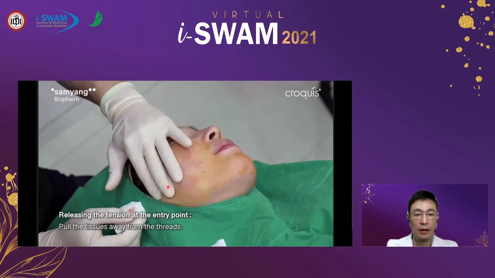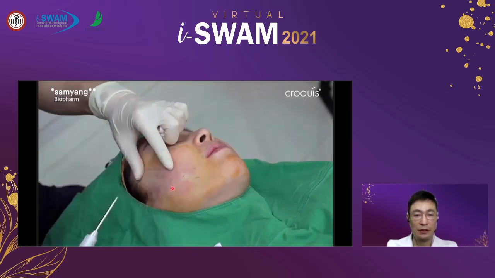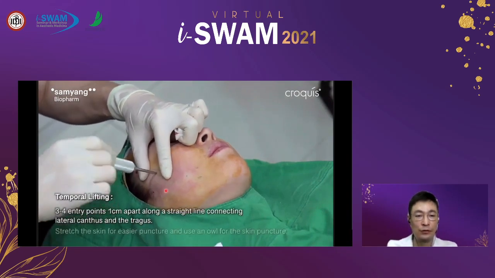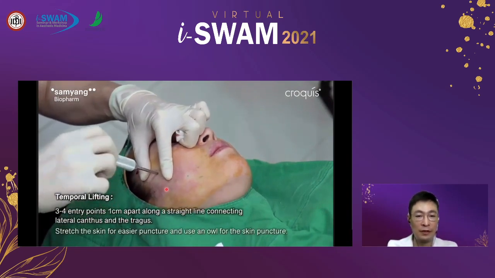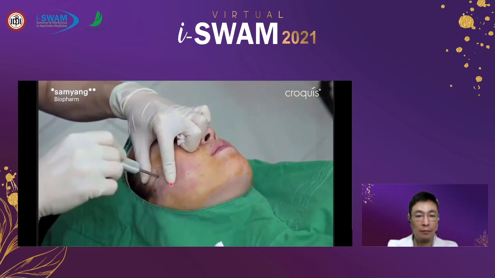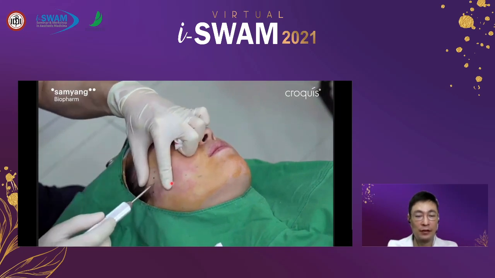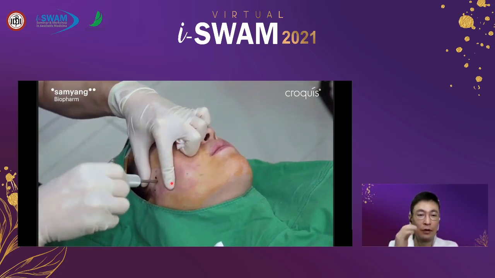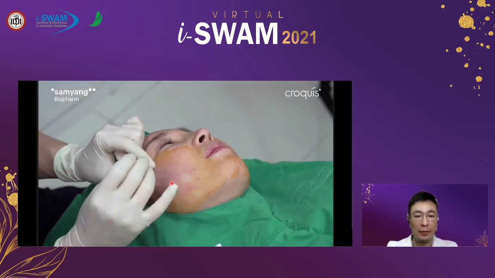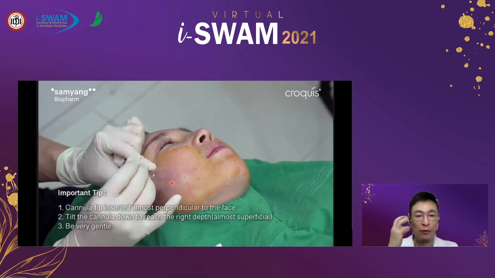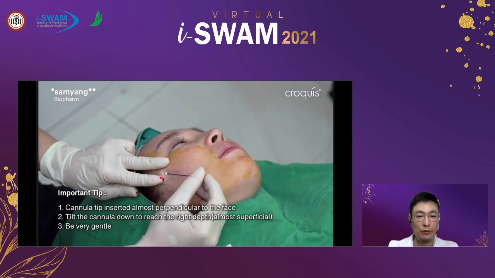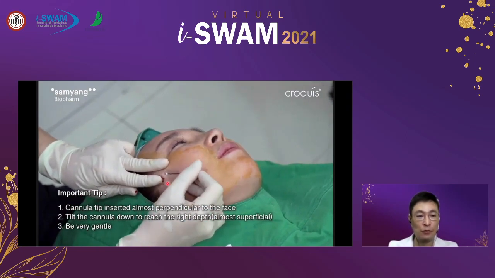Okay, I'm just pulling the skin gently, not too strongly. And this is temporal lifting to reinforce the lower face lifting, because for Asians, many Asians have already projected zygoma. So lifting only in the same direction or in the same area may cause some bulging or widening of the zygoma. So I prefer to use both techniques, or sometimes I use only temporal lifting.